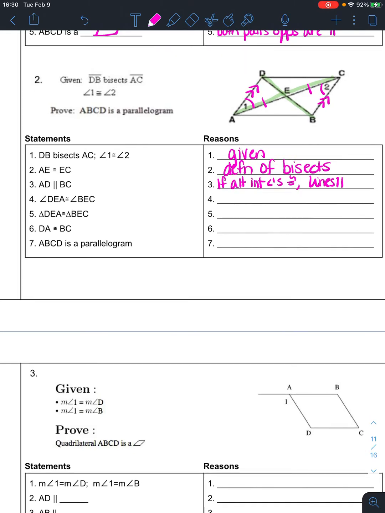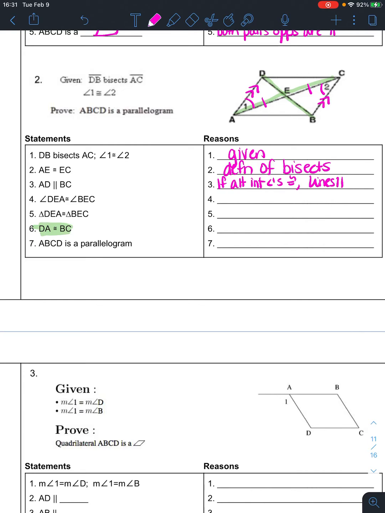Okay, then I know that angle DEA, now we're trying to think about where we're trying to go with this. If I could get DE or DA, either way, if I could get DA congruent to BC, then I would have one pair parallel and one pair congruent. If I could get DE to be congruent to EB, then I would have the diagonals bisect each other. But I need to look at the direction that this says I'm going. So this says DA is congruent to BC. So that's the direction that I'm going. So I need to pull some information.